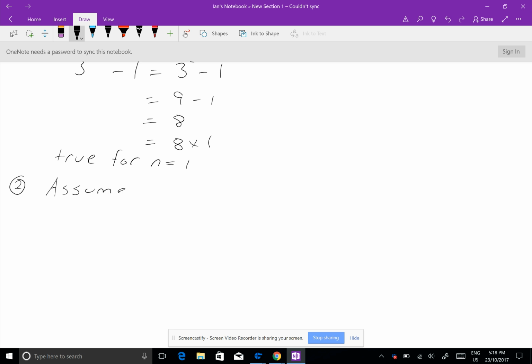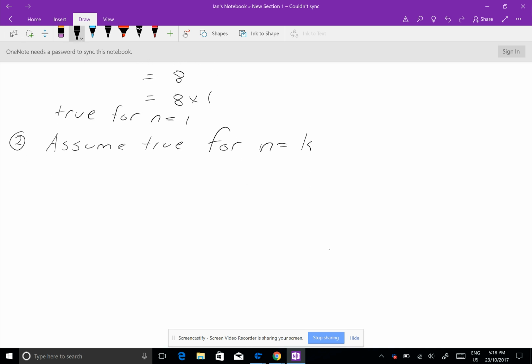Step 2. Assume true for n equals k. Well, 3 to the 2k minus 1 must equal 8 times m, where, now you need to write this, where m is an integer.